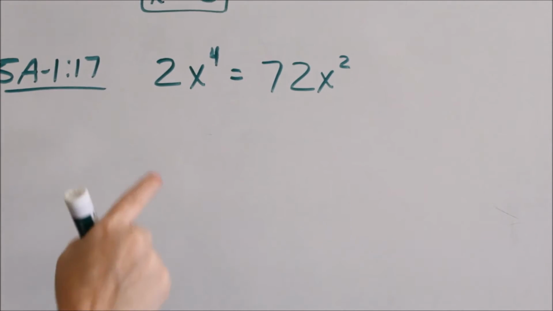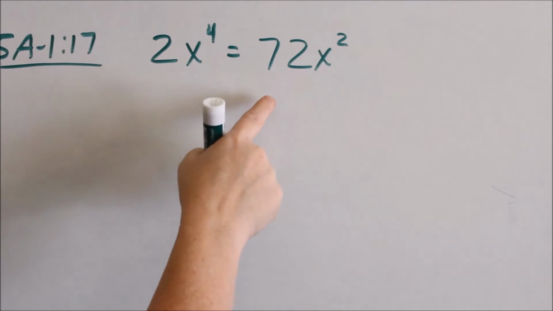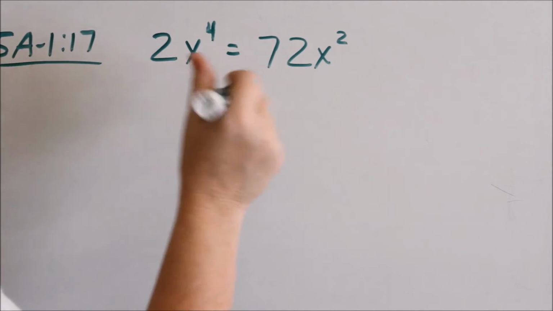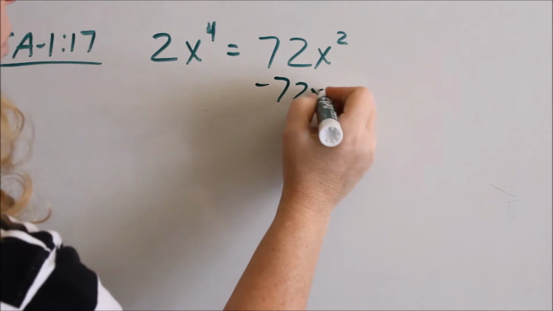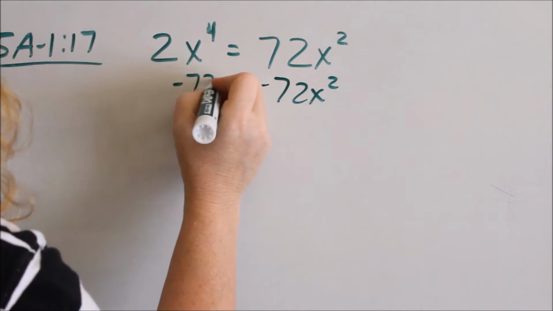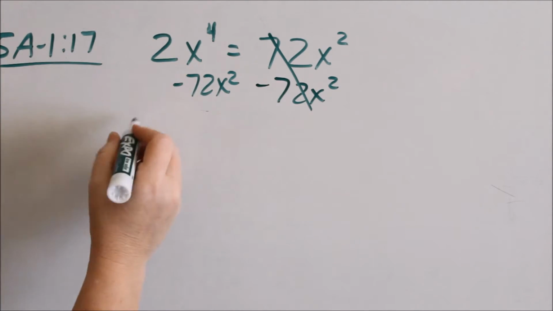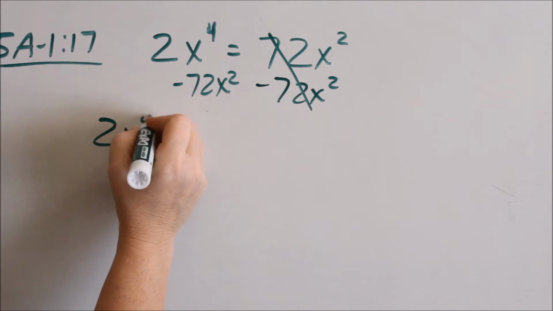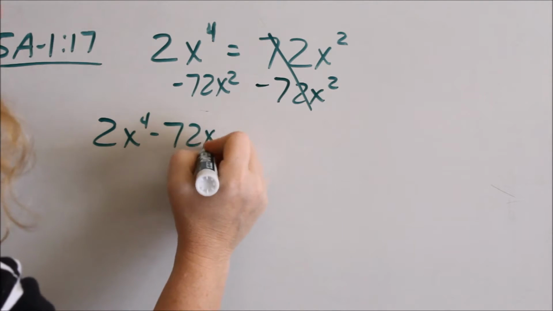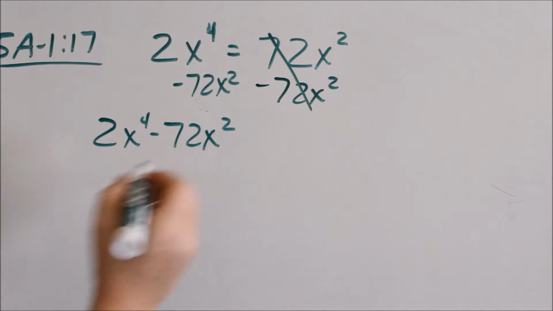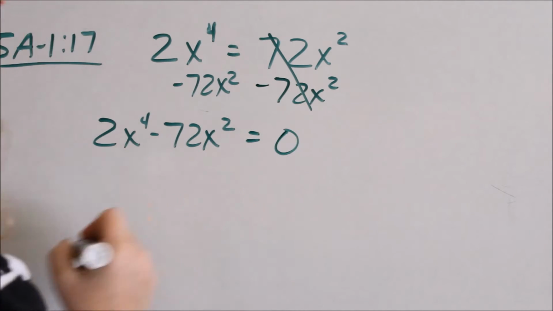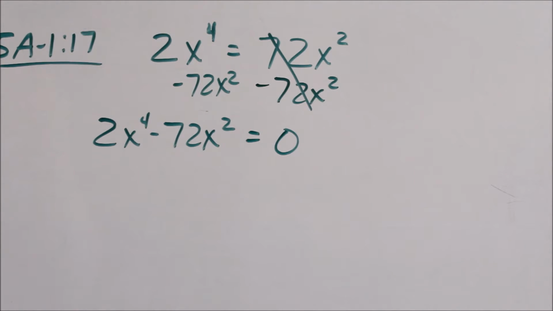Okay? The first step is to always set it equal to 0. So I'm going to move the 72 over. I'm going to subtract 72x squared from both sides. And then I can't combine x squared with x to the 4th. So you say 2x to the 4th minus 72x squared. Those are not the same kind, so you can't combine them. And then 0. Now I need to factor.